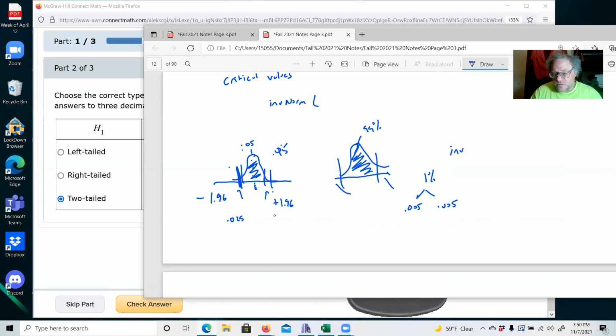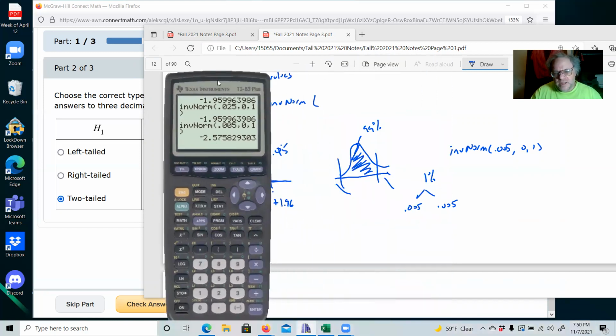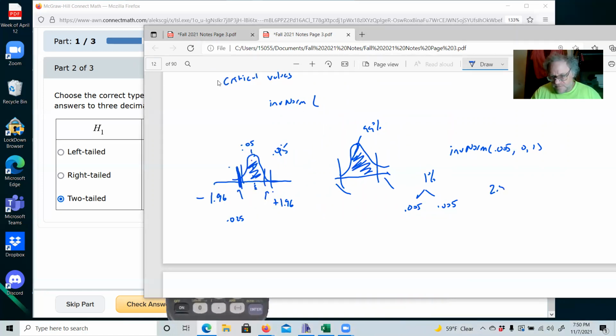So here we're going to do inverse norm for 0.005, 0, 1. Second function, distribution, norm inverse, 0.005, 0, 1, enter, boom, negative 2.576 is usually how this is written, or 2.58. So this Z value here is negative 2.58. This one up here is positive 2.58, and that's how we're going to figure that out.